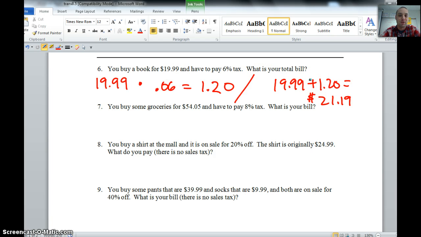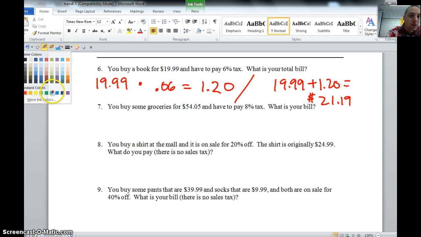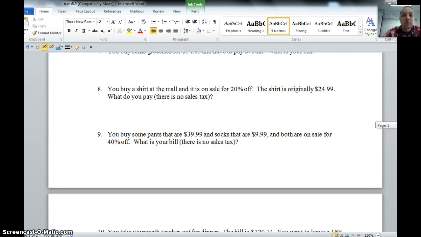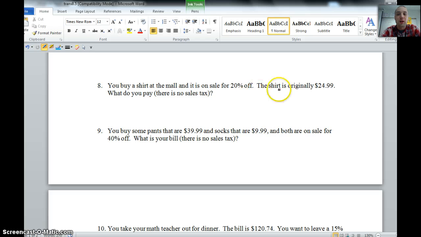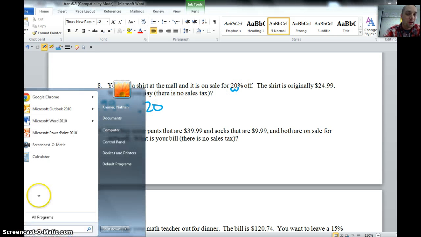All right. One more so you can see it. That's number 8. Going on number 8, it says, you buy a shirt at the mall. It's on sale for 20% off. The shirt is originally $24.99. What do you pay? And we don't do tax on this one. So $24.99 is your starting cost. We want to multiply it by 20% as a decimal. So swoop, swoop, 0.20. I'm going to do that in the calculator.